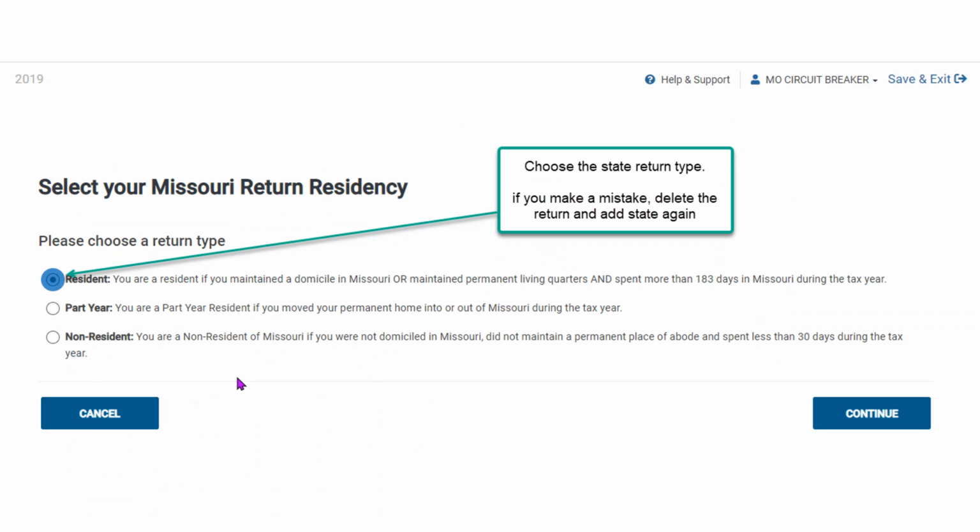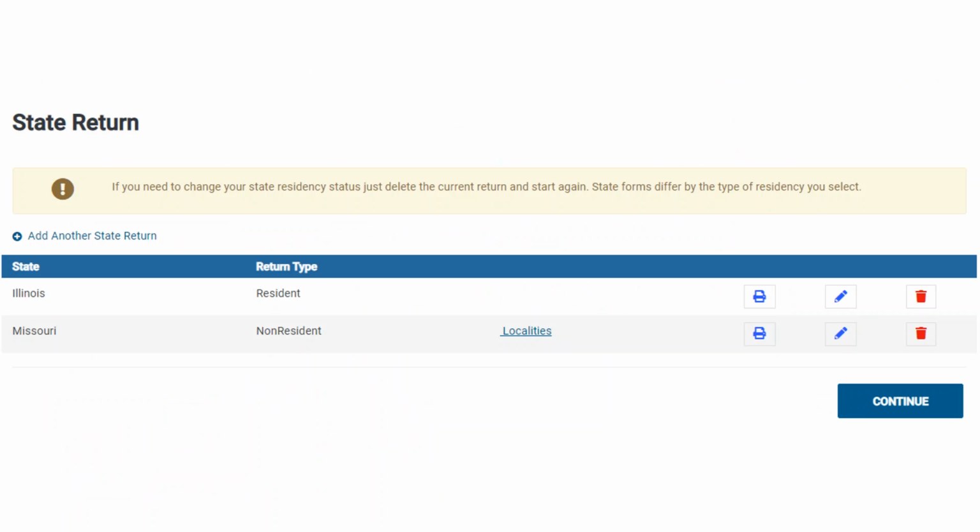Here again is a screen of the state situation where you have to choose between resident, non-resident, or part year. So this concludes the resident credit discussion.